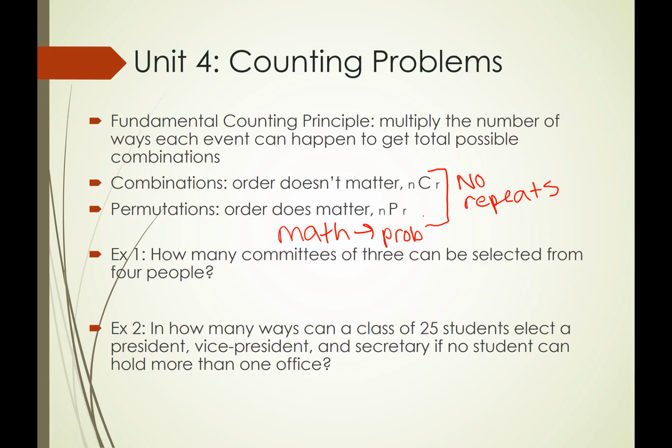How many committees of 3 can be selected from 4 people? So in this case, order doesn't matter because it doesn't matter if you were chosen first for the committee or last for the committee, you still get to be on the committee. So we would use combinations. Order would matter if there were different positions on the committee. So we have 4 options and we're going to choose 3 of them. That's kind of mean. We're leaving just one person out. And when you type that in, you get 4.